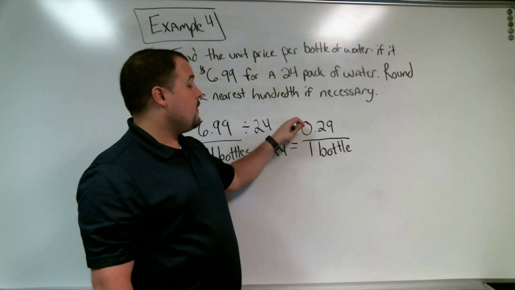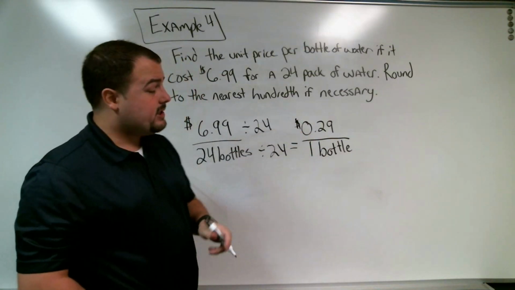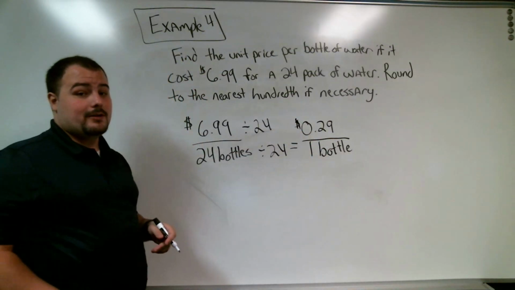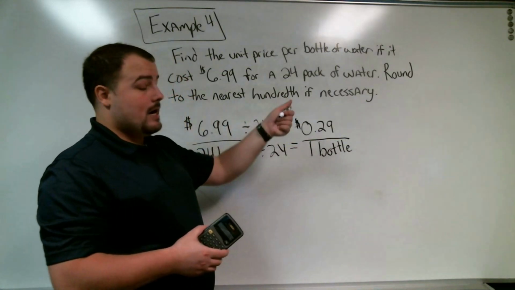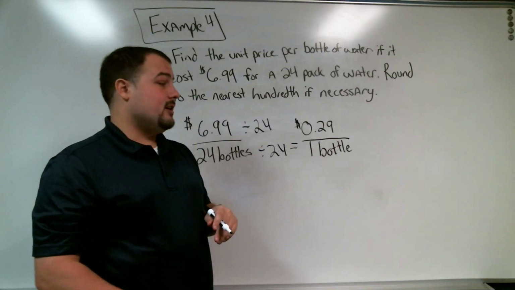29 cents for each bottle if it costs $6.99 for 24 bottles. This is about the average price. Now it's an average because we've actually rounded, so not exactly the price.